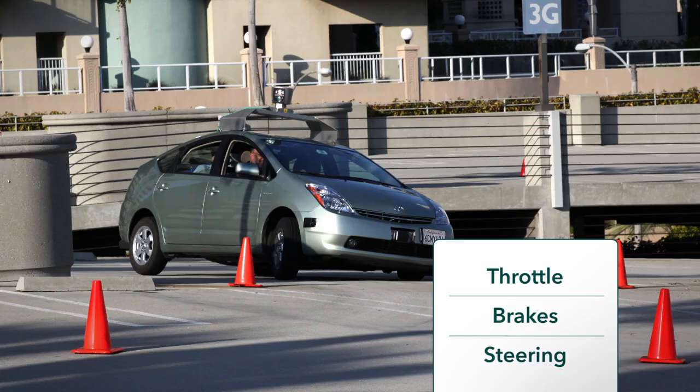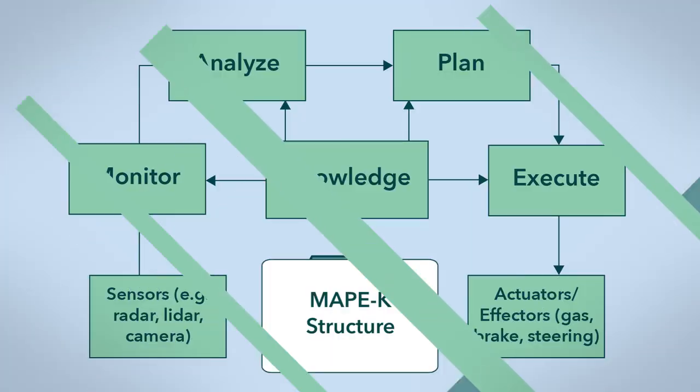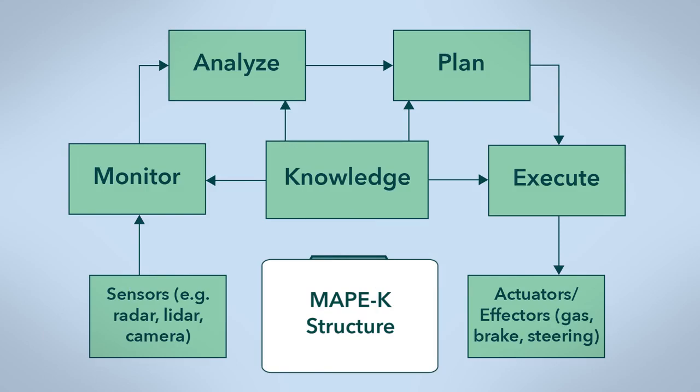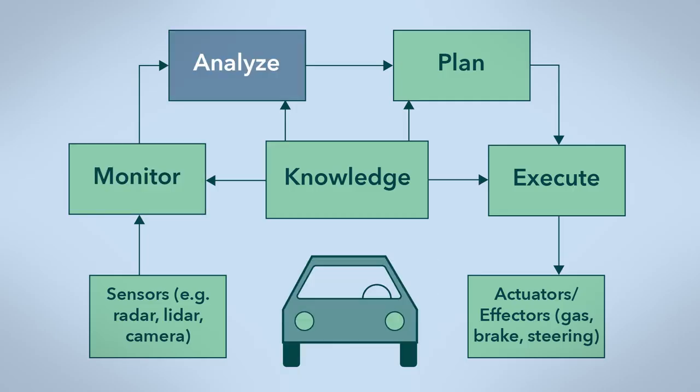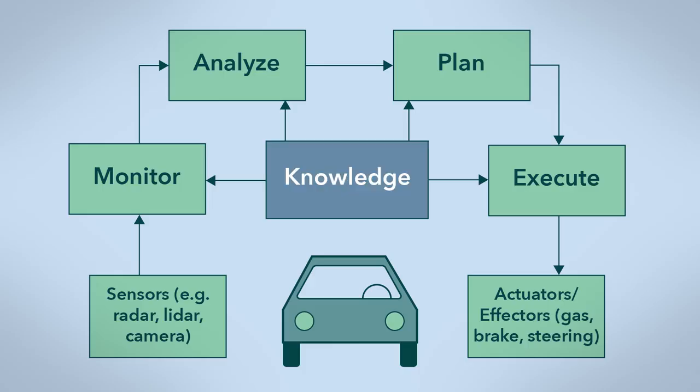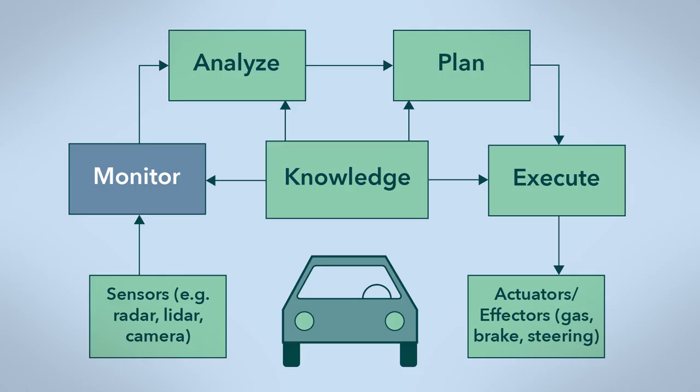Throttle, brakes, and steering. The process control architecture for a complex problem like this is much more complex, but it usually looks something like this. This architecture is based on a MAPE-K structure. It comprises 4 major steps: monitor, analyze, plan, and execute, and all 4 of these steps must have knowledge of the process. The first responsibility is to monitor.